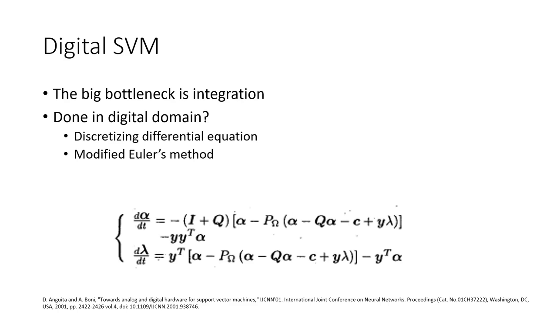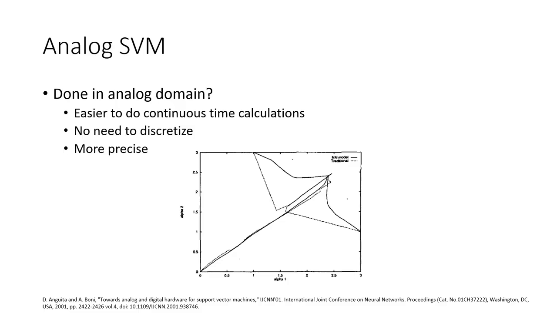The big bottleneck for SVMs in general is integration. As you can see, the equation is not a simple one. And if you do it in the digital domain, you have to discretize the differential equation, and then you have to do a modified Euler's method on it. And that's not really the ideal way to go about it, because why would we do that when we could just keep it as a continuous function, which is where we go to analog support vector machines.